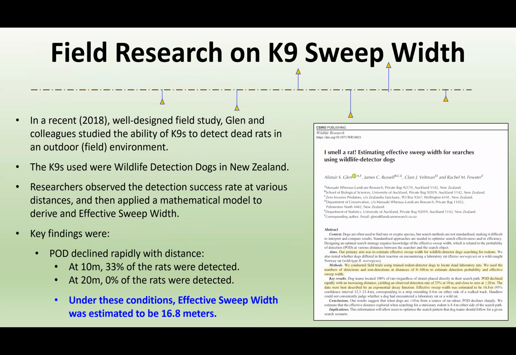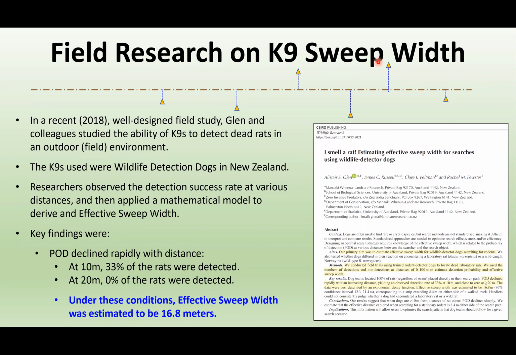I did a little bit of looking for scientific studies on canine sweep width, and there's not much out there. So it's not my intention to dive into this topic in this session, but I'll just mention and describe one example of a carefully done study reported by Glenn and his colleagues. And this took place in New Zealand, and they used wildlife detection dogs. And it was a pretty well-designed study. I actually read through it, which is pretty tedious. And what they did was that they placed dead rats at different distances from a fence line. And then they had the dogs walk the fence line and measured the success rate at each distance.